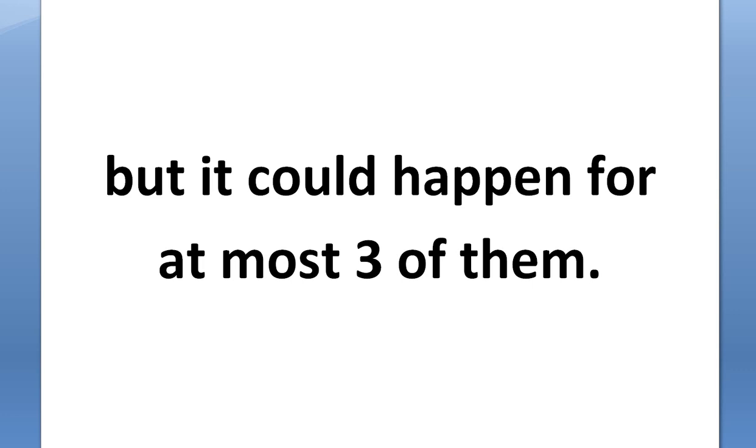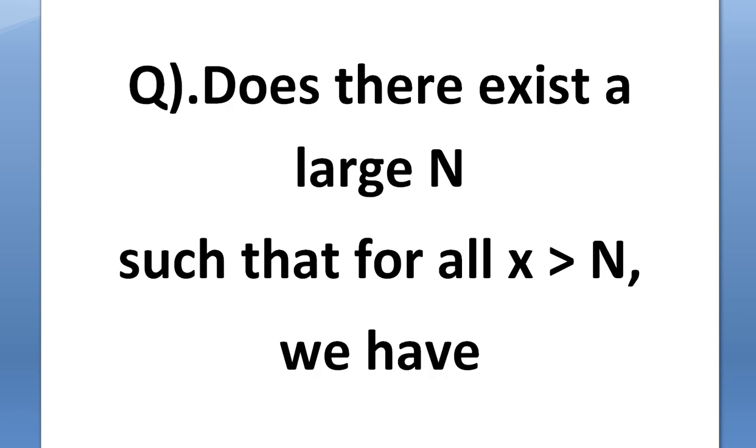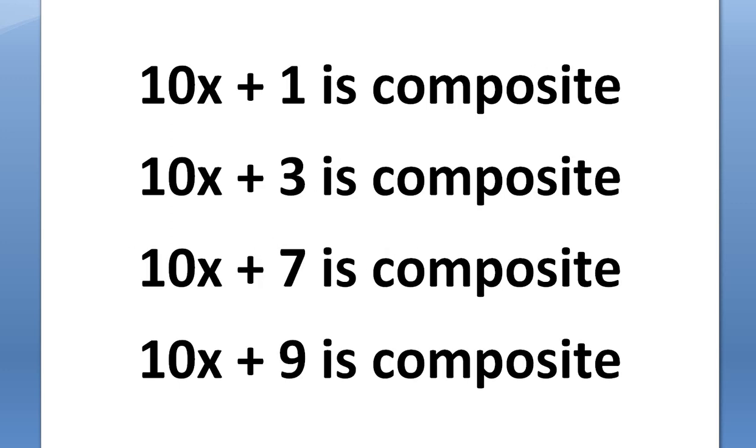It may happen for 2 of them or 1 of them. We don't know. That is still actually an open problem. Another way of looking at it, does there exist a large n, and I mean very large, such that for all integers x greater than n, we have 10x plus 1 is composite, 10x plus 3 is composite, 10x plus 7 is composite, 10x plus 9 is composite.